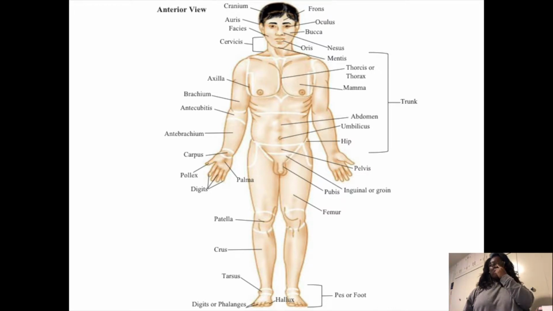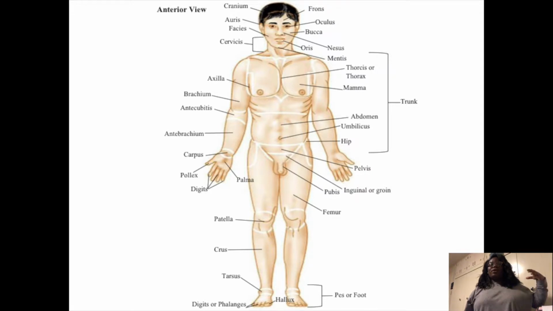Your nasus is your nose, your oris is your mouth. A good way to remember that also is oral. Your mentis is your chin, and your cervix right here is your neck. And that is basically this part of your body.